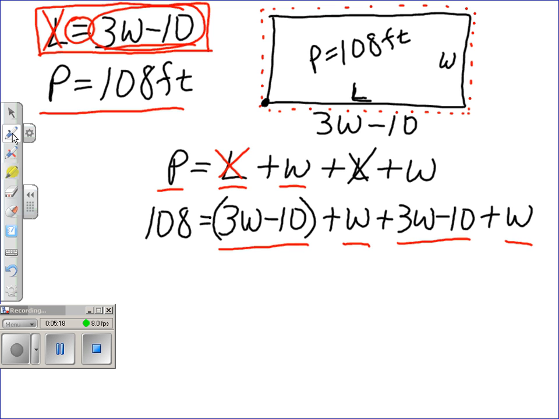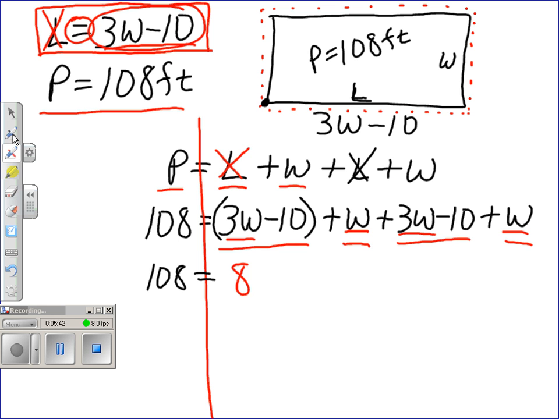So let's clean it up a little bit now. We have 108. Remember, we got our equals here, so we still got our fence. Equals. Let's look at all of those w's and see what we can put together here. We have a 3w and another w and another 3w and another w. You add all those together, you have 8w. Now let's look at our numbers. We have a negative 10 and another negative 10. You put those together, negative 10 plus another negative 10 is negative 20.